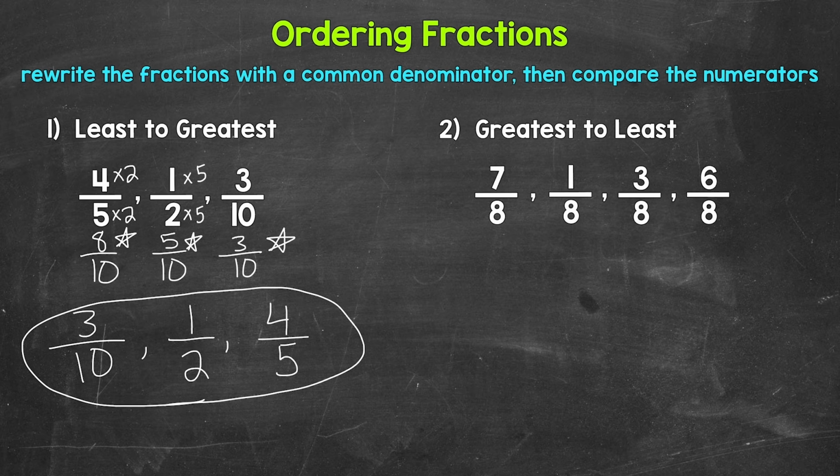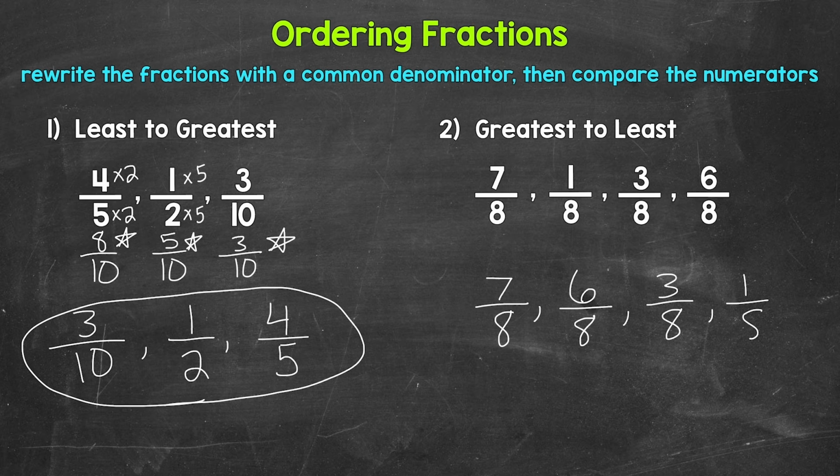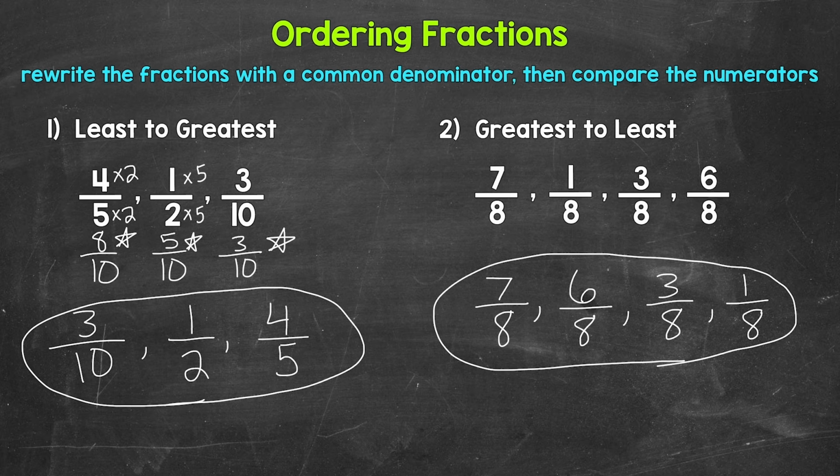The greatest is going to be 7/8, then 6/8, then 3/8, and then the least is going to be 1/8. So here are our fractions in order from greatest to least. Let's move on to numbers 3 and 4.